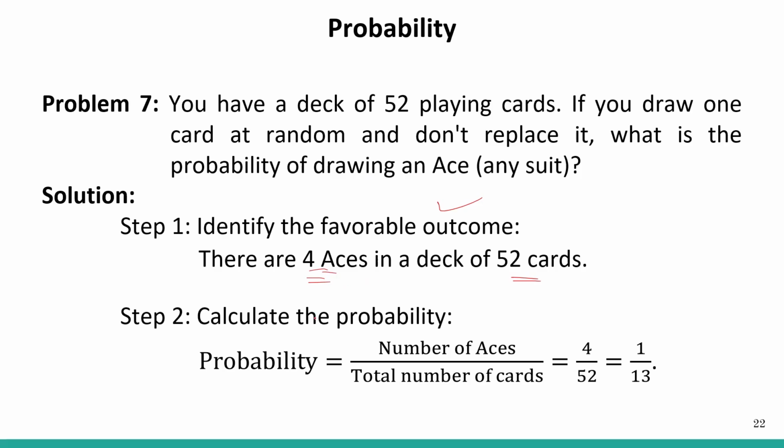Okay, so calculating the probability. So the probability formula is what? Number of favorable outcomes, that is the number of aces right here, divided by the total number of cards, that will be equal to what? 4 by 52. 4 by 52 is equal to what? 4 by 13 into 4. So it will be equal to 1 by 13.